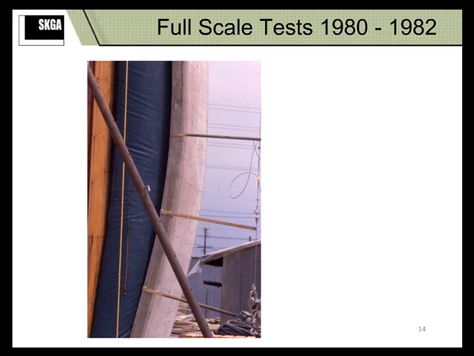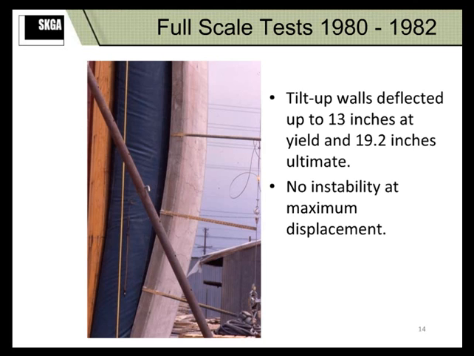As they were tested, there was significant deformations that these panels were able to take. The tilt-up walls deflected up to 13 inches at yield and 9.2 inches at ultimate. And ultimate was not an instability, it was simply where there was no more load able to be applied to these panels from the airbag. We reached the full limit of the airbag at this point.